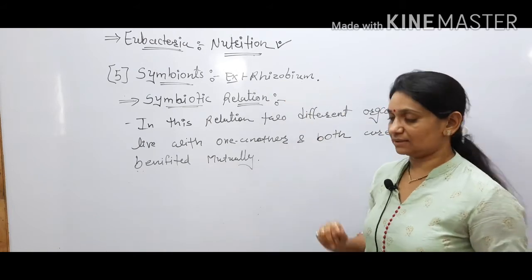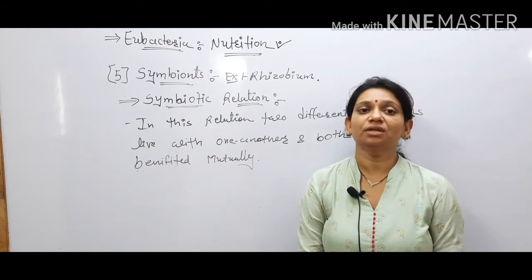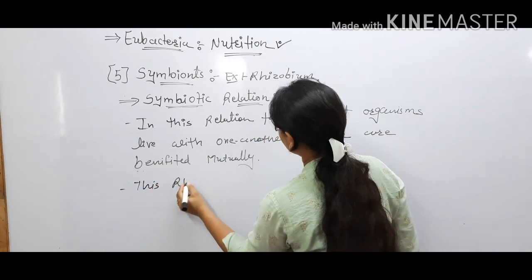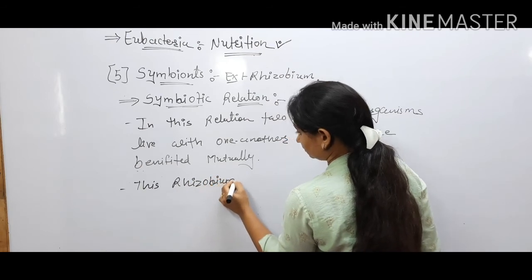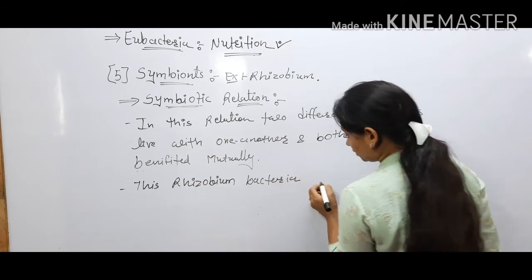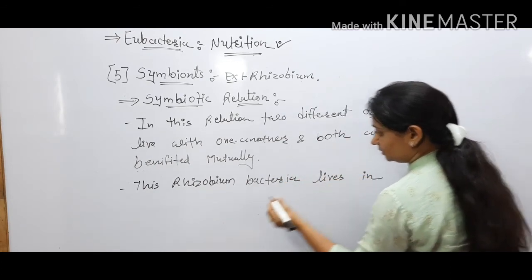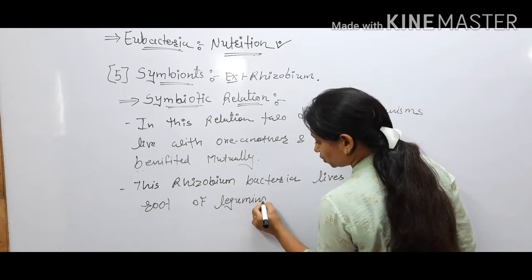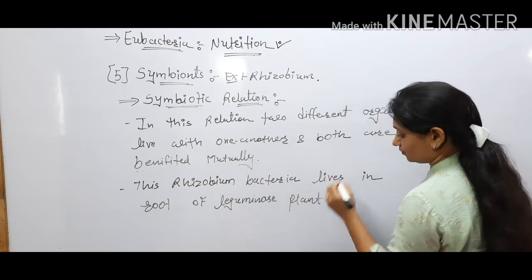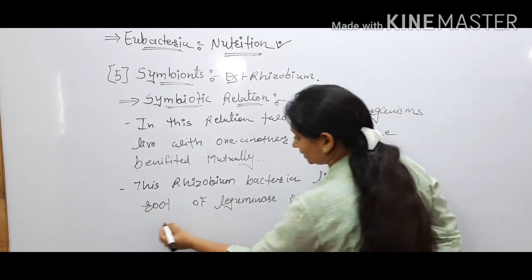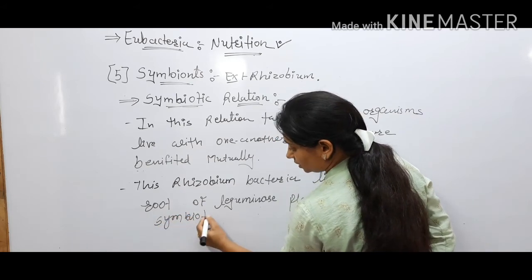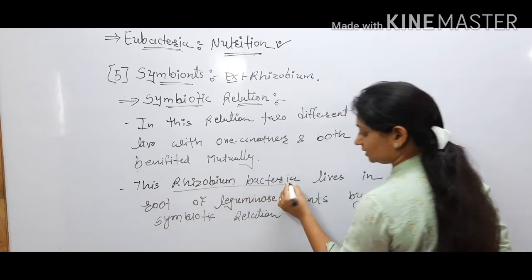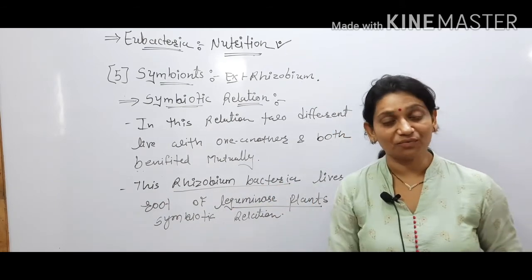So now we understand this in detail. Rhizobium bacteria can live in the root system of leguminous plants. First I am writing that: these Rhizobium bacteria live in roots of leguminous plants by symbiotic relationship. So now we'll see how both Rhizobium bacteria and leguminous plants are mutually benefited from one another.